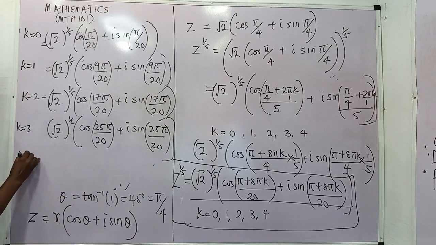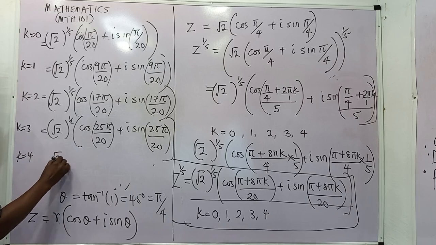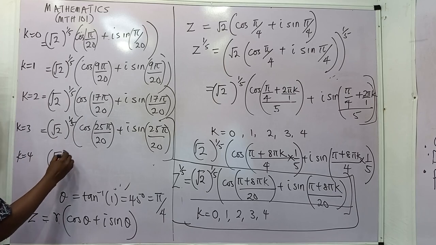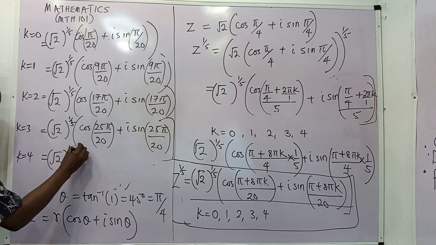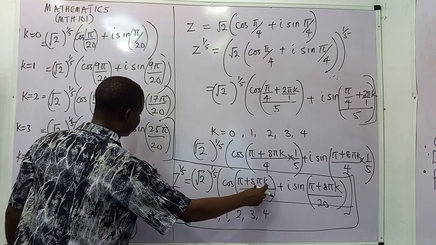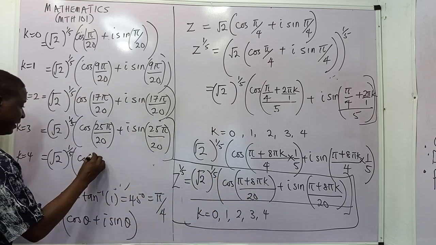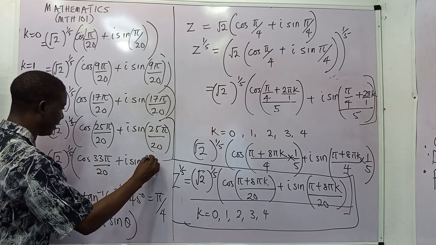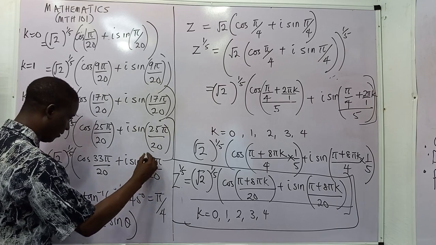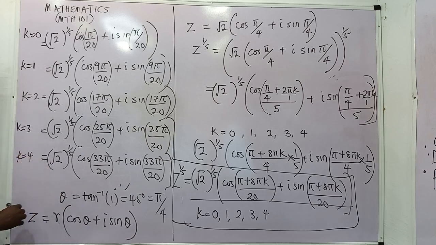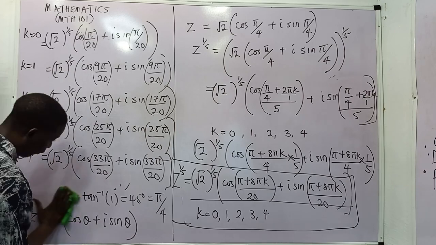The last one, k equal to 4, will be 2 raised to 1 over 5 times open bracket cos, 4 here, 8 times 4 is 32 pi plus 1 is 33 pi over 20, plus i sine 33 pi over 20. So these are the possible values, 1, 2, 3, 4, 5, which the possible values of k give us.